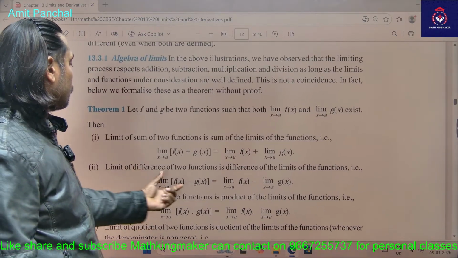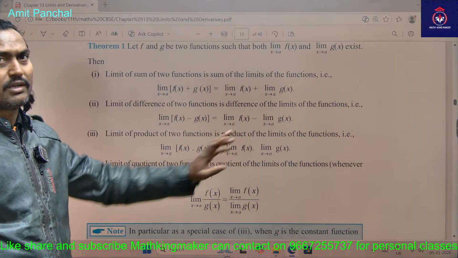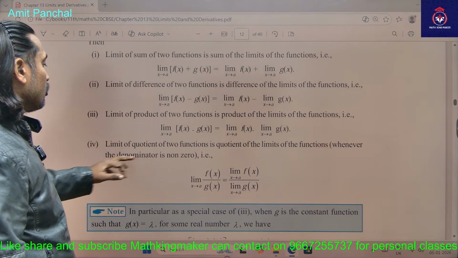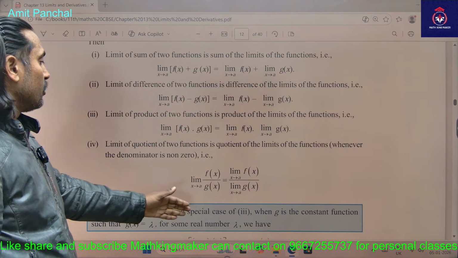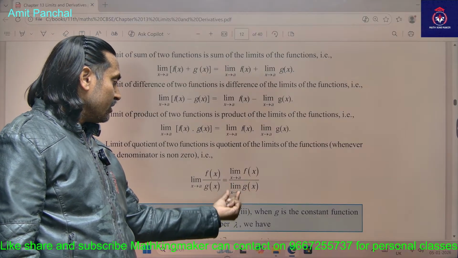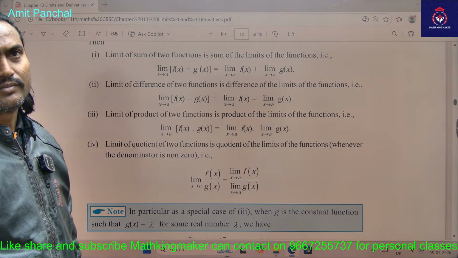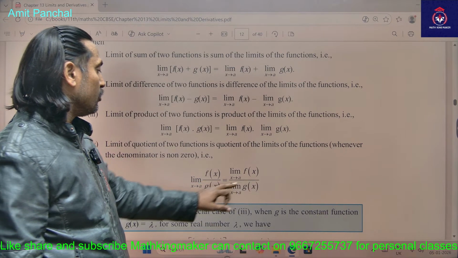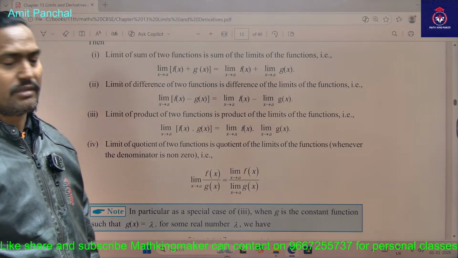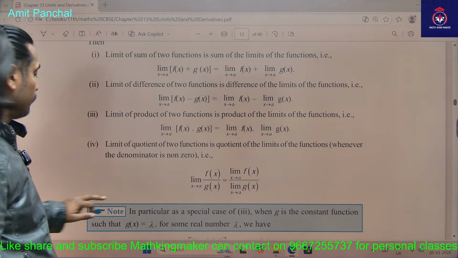If it is subtraction, then we can subtract the limits as well. If it is multiplication, then we can multiply the limits alone, and in case of division, we take it in division, but the condition is that the limit of g(x) must be defined. Okay, that value should not be equal to 0. If it is 0, then this limit will become undefined, isn't it?